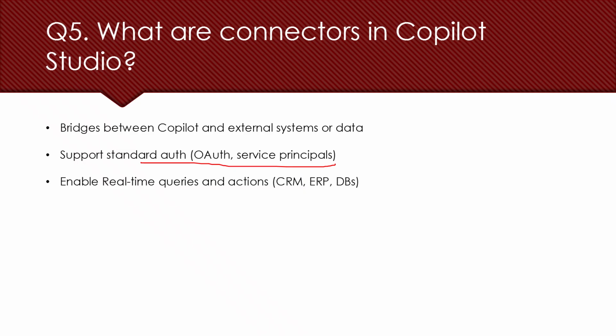Also, it enables the agent not just to read data from grounding, but also to take actions like opening tickets, updating records, or triggering any downstream processes. When we are designing any connectors, we need strong authentication, secure handling, and a limited permission scope, so no one should see what they are not supposed to see. Another advantage of connectors is that they enable real-time queries and actions against different types of CRMs, ERPs, or databases, as I said.